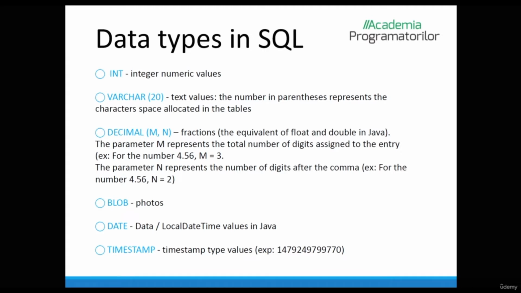We will also have the date data type, which will store temporal data. This date type is equivalent to our Java LocalDate and Date objects, which we will talk about in our advanced Java course. The timestamp data type can also store a certain point in time. This point represents the total number of seconds that have passed between January 1st, 1970 and the present time.